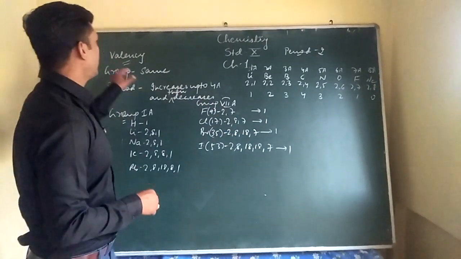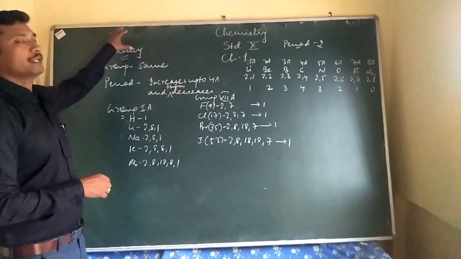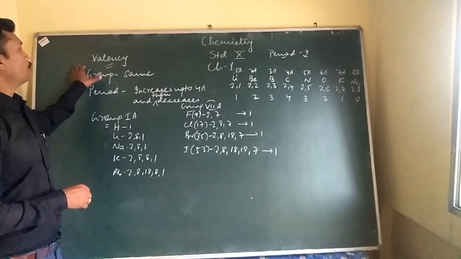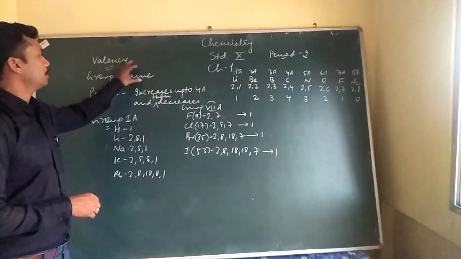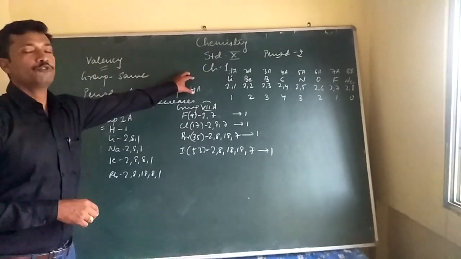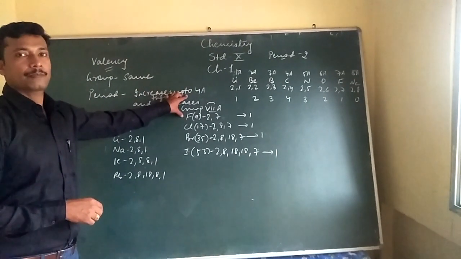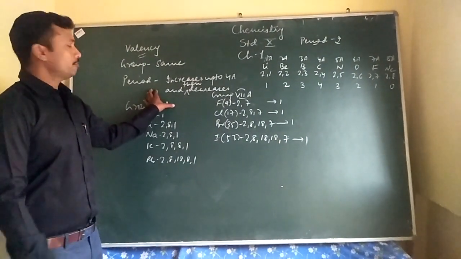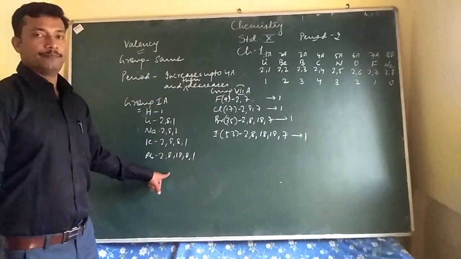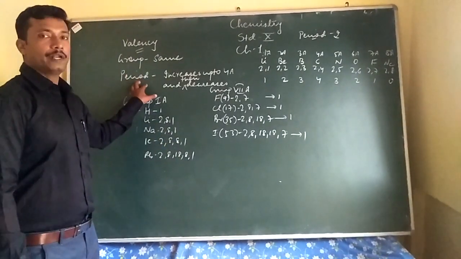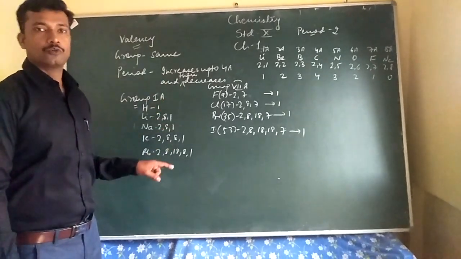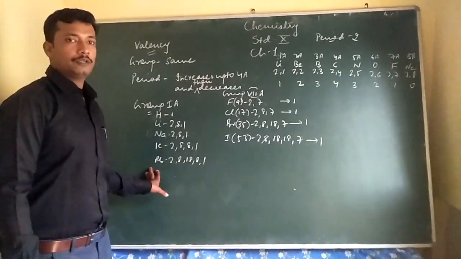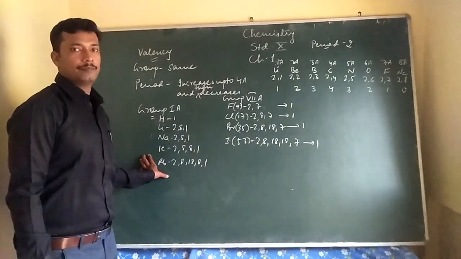Okay, next is valency. Let us see how the valency changes on moving down the group and moving across the period. On moving down the group, the valency remains the same, and in a period it will first increase up to 4A and then it decreases. We have some examples. First, group 1A, where you can see the valency remains the same. For groups 1A, 2A and 3A, the valency is the number of valence electrons. Here the valence electrons are 1, so their valency is 1. So valency in the group remains the same.